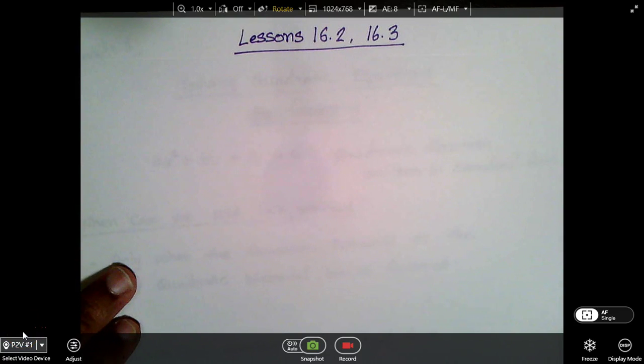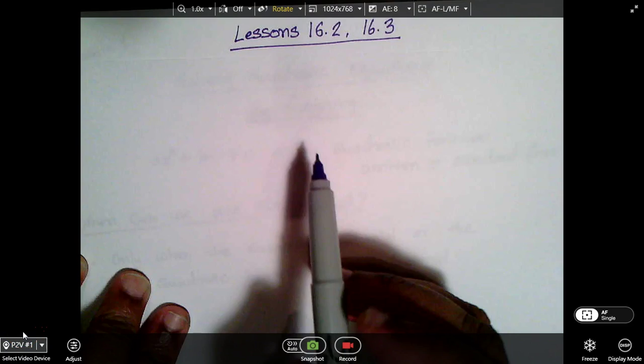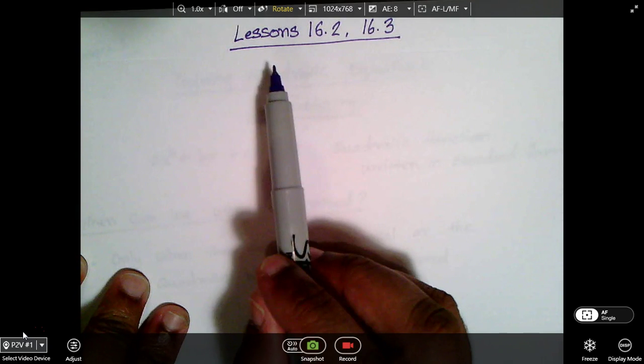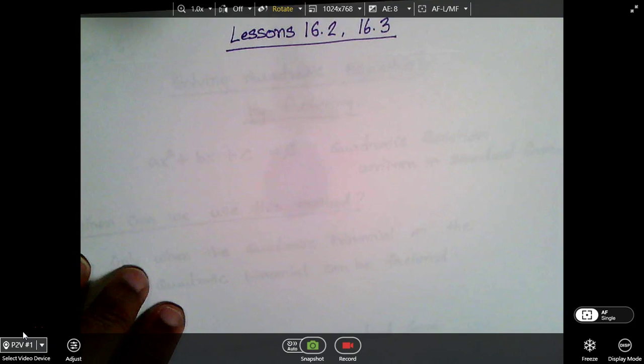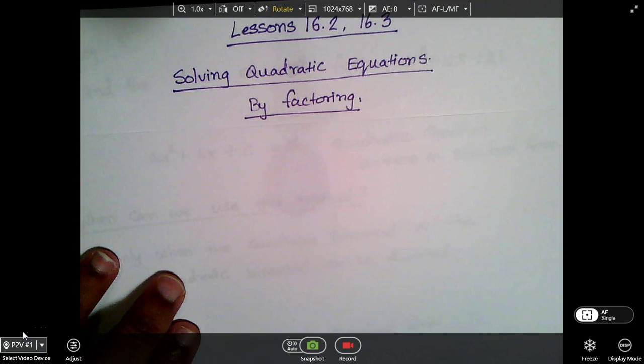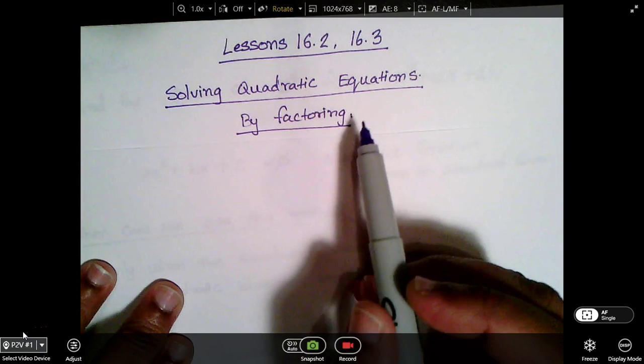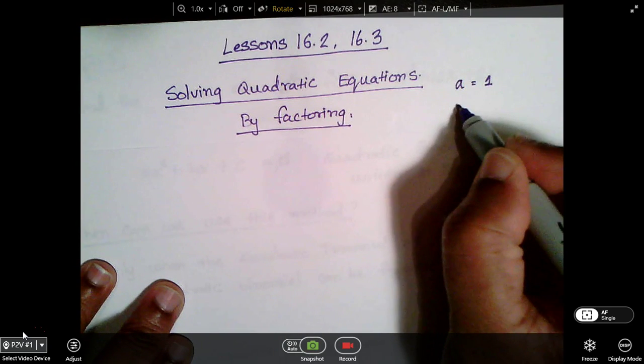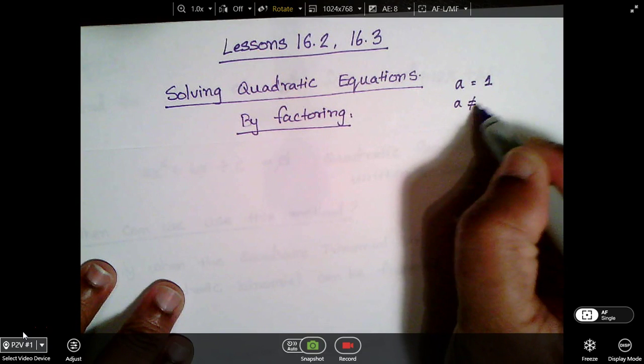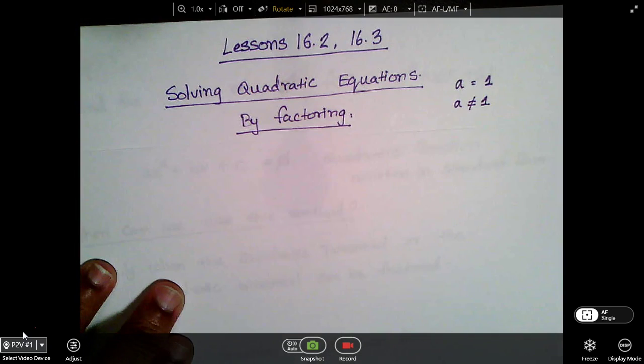Hi, we're continuing with Module 16. We are into lessons 16.2 and 16.3. Both involve solving quadratic equations by factoring. The only difference is in 16.2, a is equal to 1, and in 16.3, a is not equal to 1. It's some other number, all right?